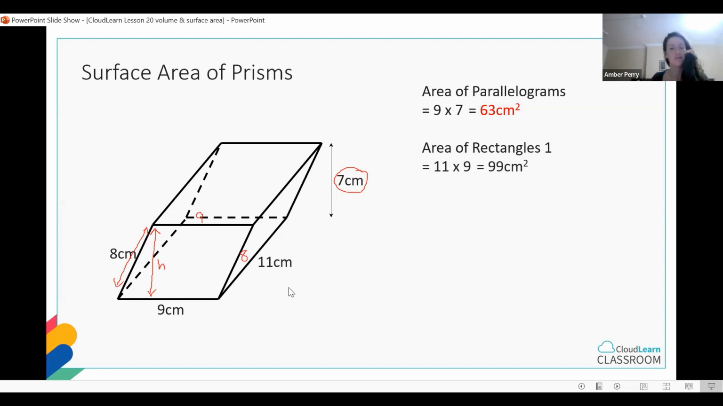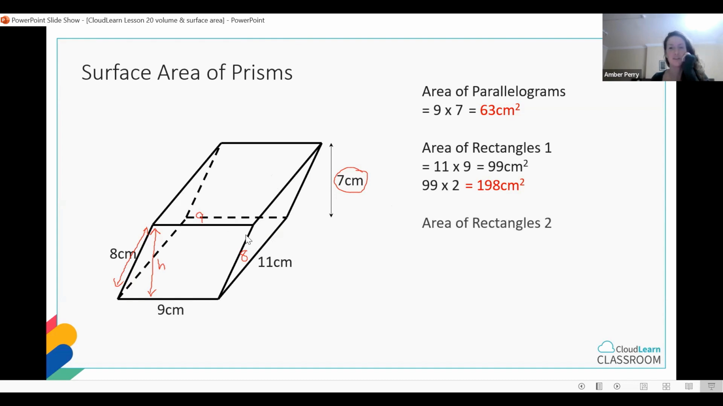So the area of the rectangle here on the base is 9 times 11. And that's actually going to be exactly the same as the area of the rectangle on the top. And then the other rectangle we've got is this area. Oh, I have multiplied that one by 2. So that's got the area on the base and the area on the top there, 198 centimeters squared.